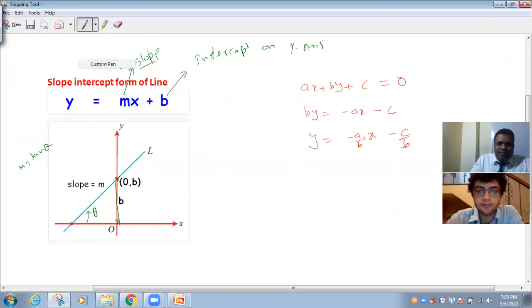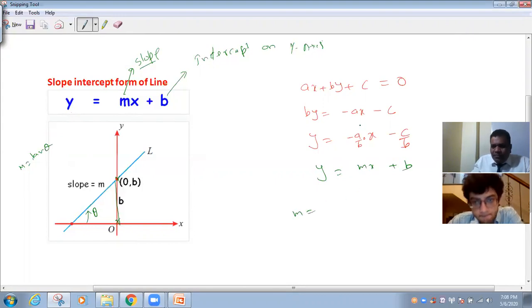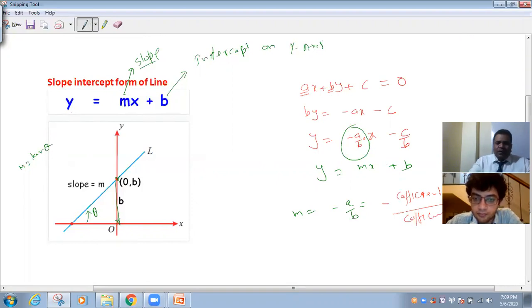And if I compare this line with y equals mx plus b, in place of m, what do we have? Minus a by b, right? So this is the slope of the line, minus a by b. So basically, what is the slope? What is a here? a is the coefficient of x, b is the coefficient of y. So minus sign, coefficient of x divided by coefficient of y. Okay. Just copy this one.